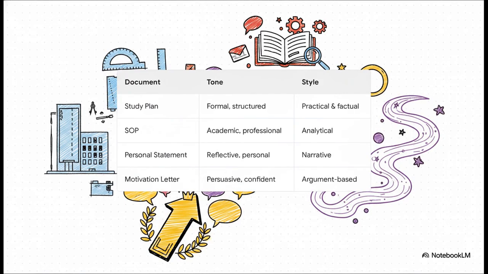Let's talk about the vibe. You know, the feeling of each document. A study plan should feel formal and practical, kind of like an architect's blueprint. An SOP needs to be academic and analytical. Your personal statement is where you can get reflective, almost like you're telling a story. And that motivation letter? It has to be persuasive and confident. You are there to make your case.